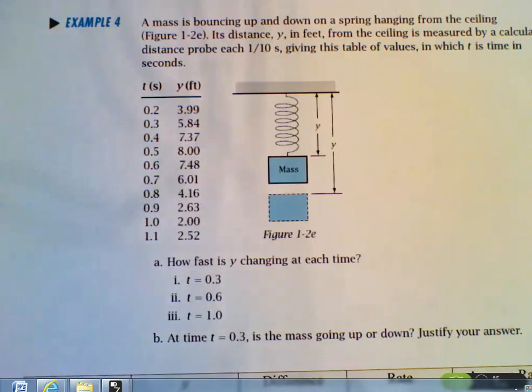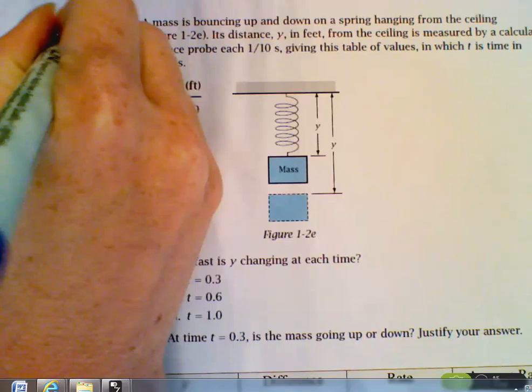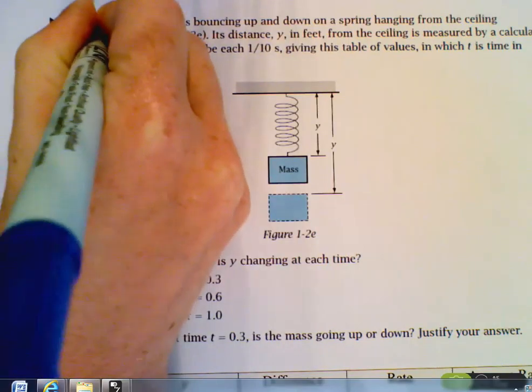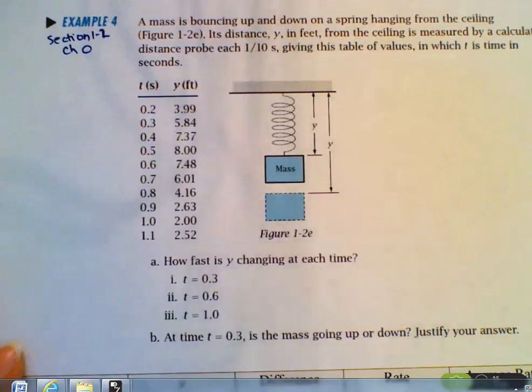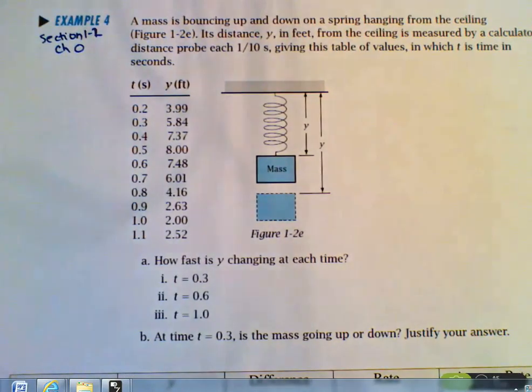All right, this is for example 4 from section 1.2, chapter 0. So let's go ahead and look at the problem together, and at the end we'll summarize ways that we can estimate finding the derivative. So we have this mass here.